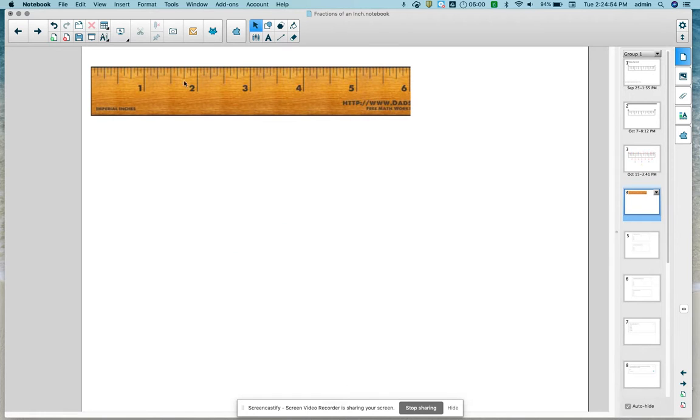We're going to use this ruler here without all of the fractions to help us, and we're going to do a couple examples from your assignment today.